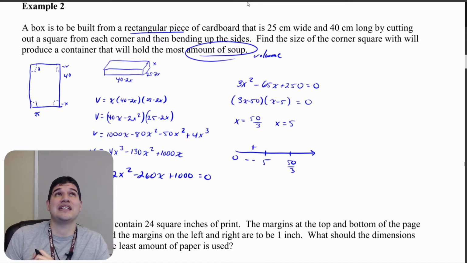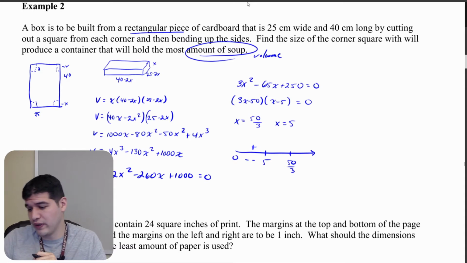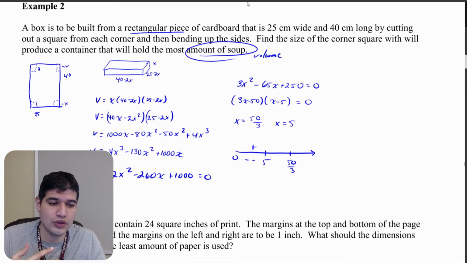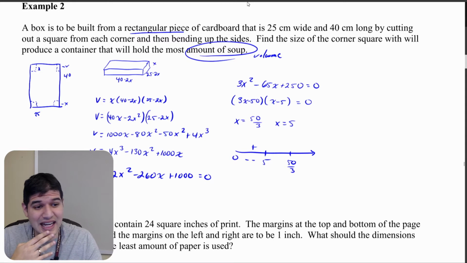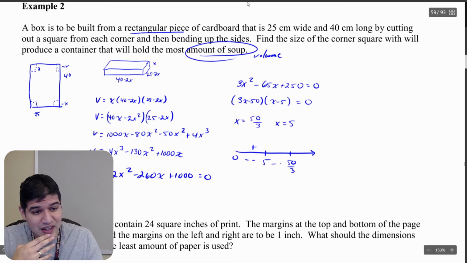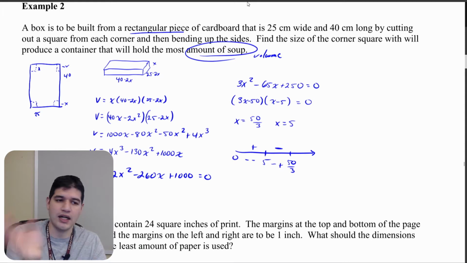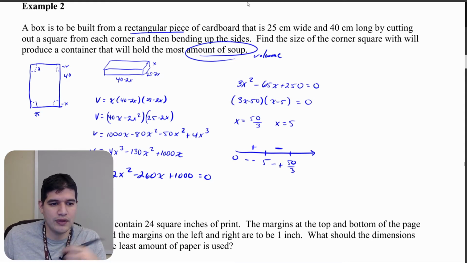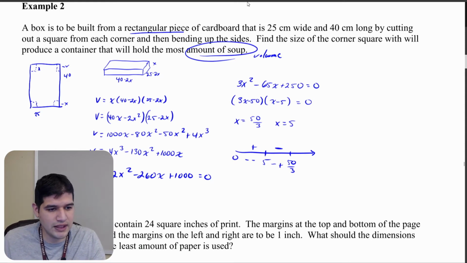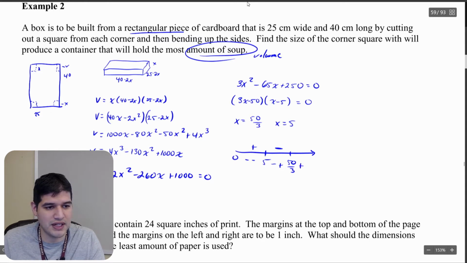A value between 5 and 50/3. So this is where I actually need, I'm going to go with 6. So 18 minus 50, that's negative. And 6 minus 5, that's positive. So this all comes out to be negative. And let's go with 100 in the next one. So 300 minus 50, that's going to be positive. And 300 minus 5, that's positive. So this is going to be positive.